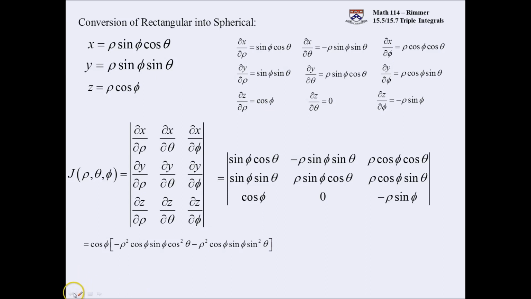What we can do is take advantage of the power of determinants, and we can expand about any row or column, and we take advantage of the 0 and expand about the third row. And so we have cosine phi, and then we use this subdeterminant here, which is negative rho squared sine squared theta sine phi cosine theta. And then we have minus rho squared cosine phi sine phi, and then cosine squared theta.